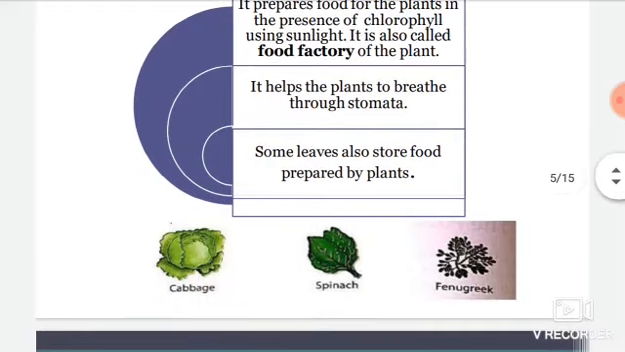Some leaves also store food for the plant. For example, cabbage, spinach, fenugreek. These are some examples of leaves that store food for the plant.